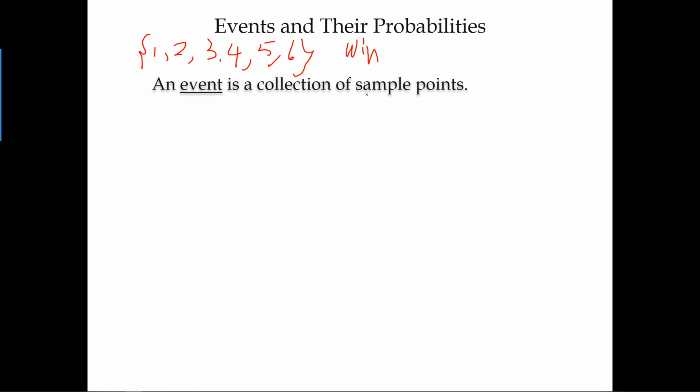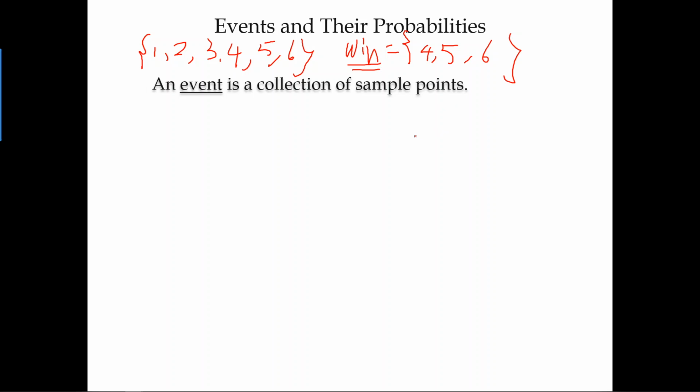Based on the rule of how we define winning, in order to win the game, you should get a number larger than 3. Then look at the definition: an event is a collection of sample points. So you just need to find the sample points in the experiment that satisfy this event. Larger than 3 means if you get 4, 5, or 6, then you win the game. So winning is the event, and obviously it is a collection of sample points including 4, 5, and 6.